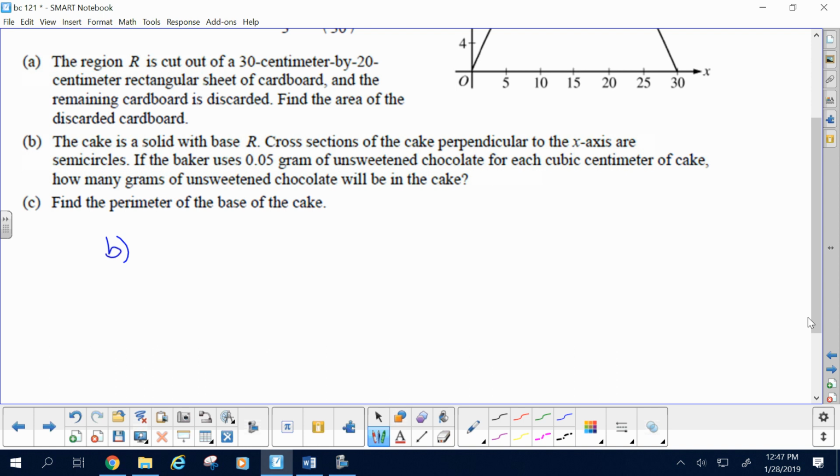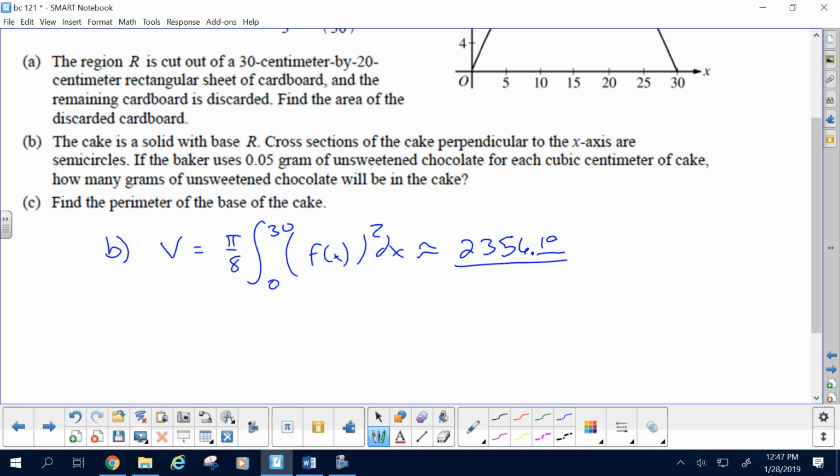It said to first find the volume, and the volume was pi over 8 times the function squared dx, from 0 to 30. Do you agree that finds the volume? All right. People found that. Can somebody give me that number, please? 2000? 56.194. All right, now here's where they lost their point. They gave their point back. They said, okay, but now I need to find the chocolate. And they said, okay, so now I multiply that by 0.0.